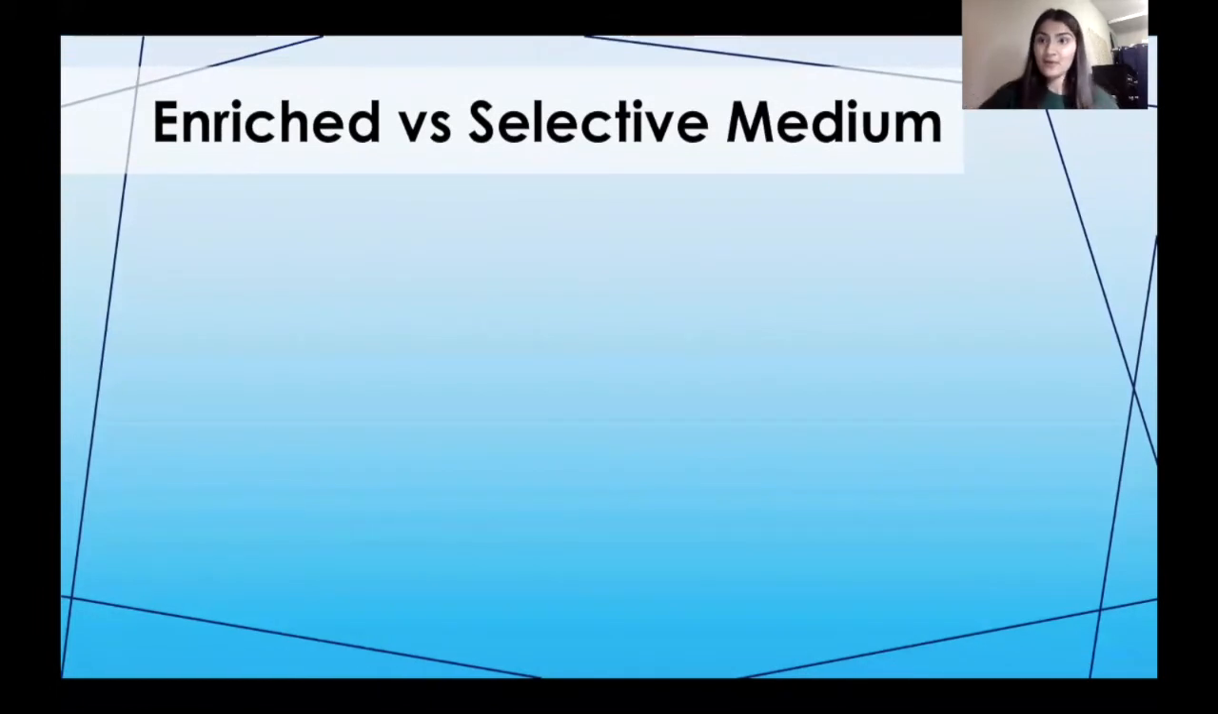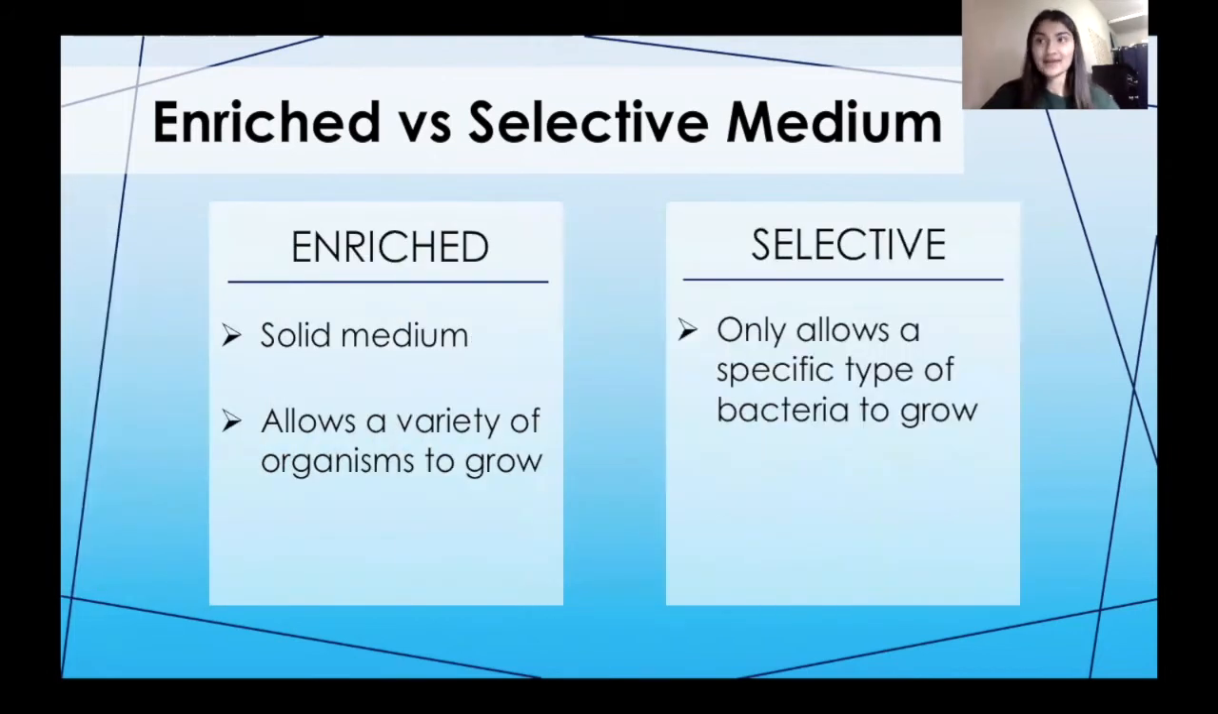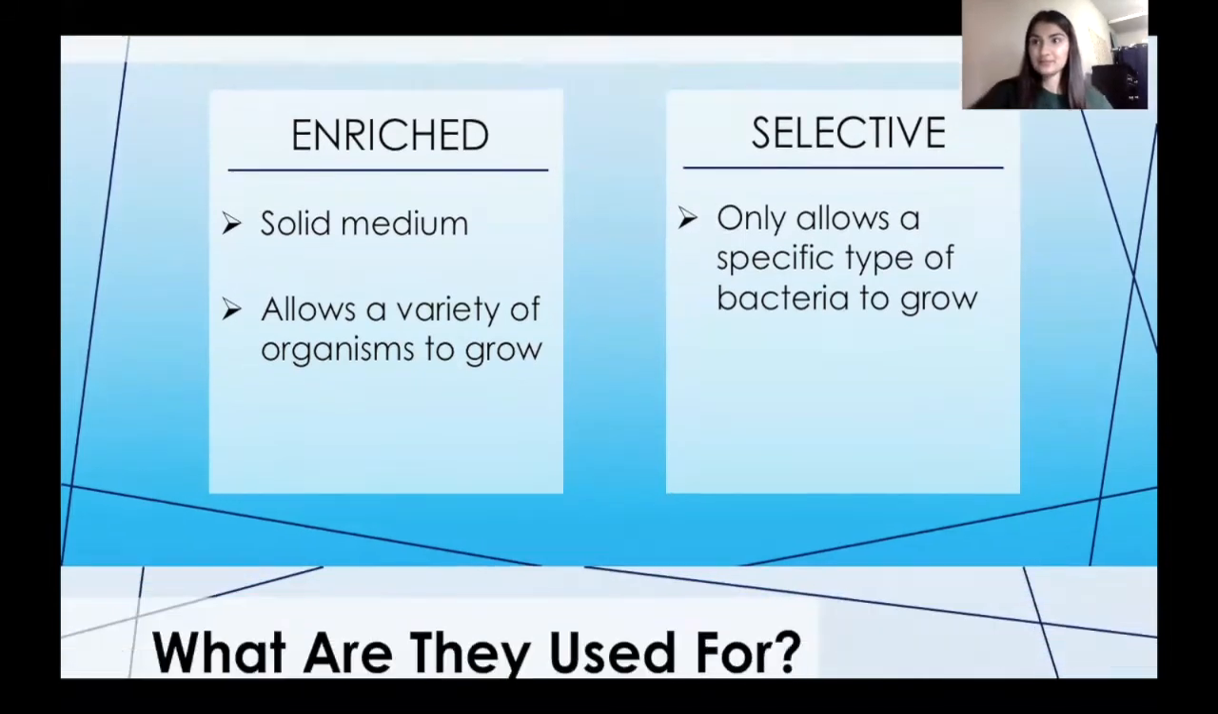So now we will be discussing the difference between an enriched and selective medium. While both of them are used to grow colonies, there is a very distinct difference between the two. An enriched medium is usually solid. It contains nutrients required to support the growth of a wide variety of bacteria, even those that are normally hard to grow. On the other hand, a selective medium contains the nutrients to allow for specifically selected bacteria to grow.